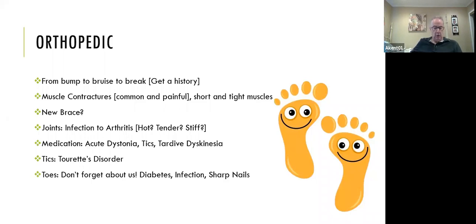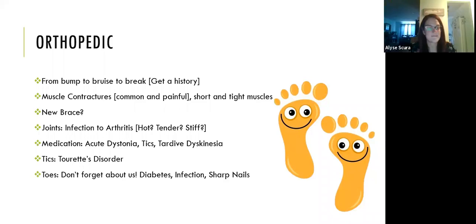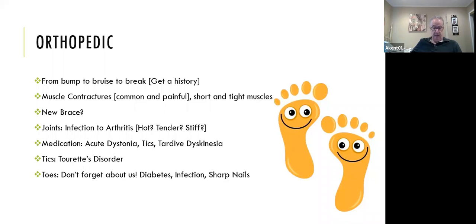And lastly, don't forget the toes. Did the person hurt their toes? They can have an infection from an ingrown toenail. They can have diabetes, which leads to infections starting in their toes and moving up their feet. Something as simple as sharp nails can be really uncomfortable and lead to the person being grouchy, irritable, and maybe angry and lashing out at others aggressively.